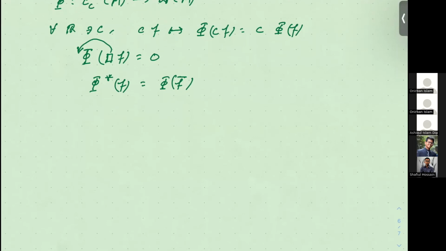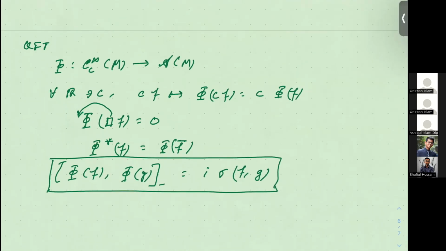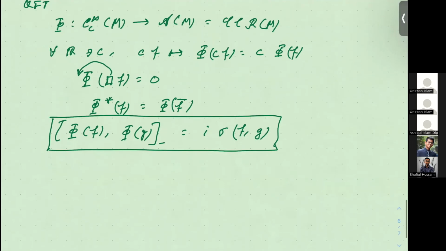And now our favorite: the commutator of phi of f and phi of g equals i times the symplectic form of f and g. So now we have a commutation relation, and this is a star algebra of canonical commutation relations. I'm not going into the definition of a star algebra and so on, but this is the quantization in a globally hyperbolic spacetime without using any coordinate. In fact, this is completely global, as you can see.